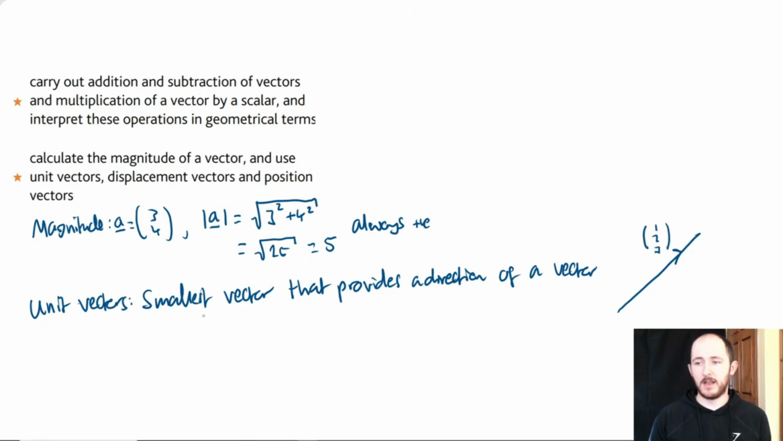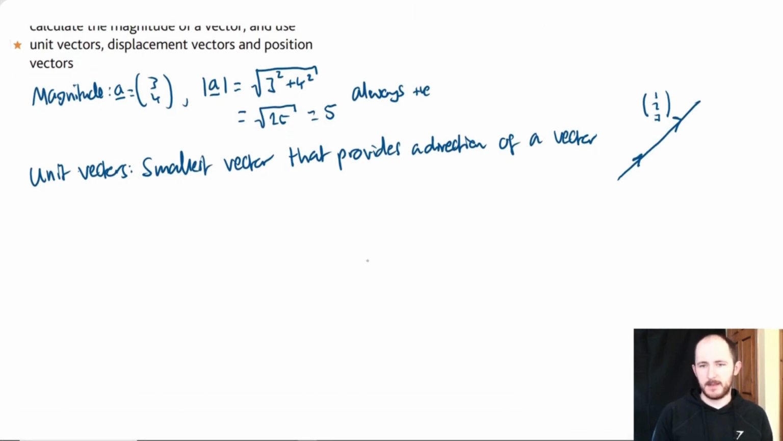So the unit vector for that would be the smallest possible vector, so it has a magnitude of 1, okay? And it would be pointing in the exact same direction. So essentially it's parallel to the vector and it has a magnitude of 1, okay? So if I scroll down a little bit, it always has a magnitude of 1.